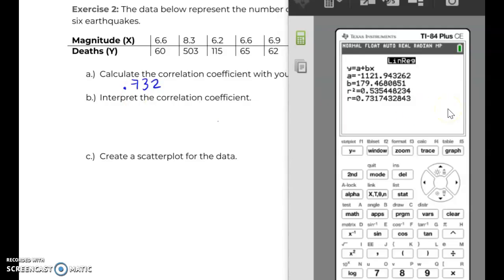All right, so let's interpret this. When we're interpreting the linear correlation coefficient over here, we would say that's a moderate to strong linear correlation between the magnitude and the deaths.